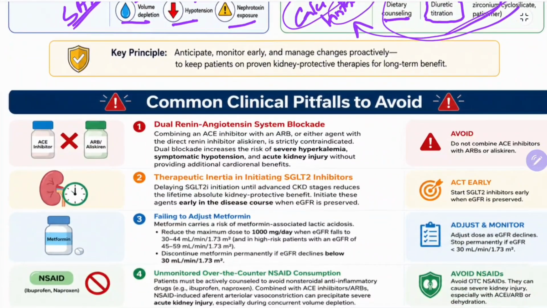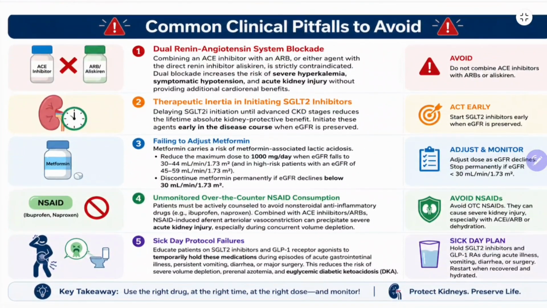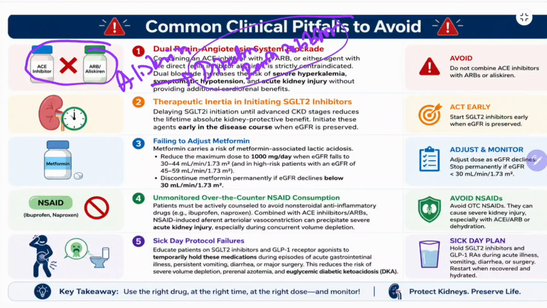Now some common clinical pitfalls to avoid. Never ever combine an ACE inhibitor and an ARB or aliskiren. What is aliskiren? Aliskiren is a direct renin inhibitor. This is also a BP-lowering drug actually. So never ever combine any of these three. Otherwise the patient will end up with severe hyperkalemia, hypotension and AKI.